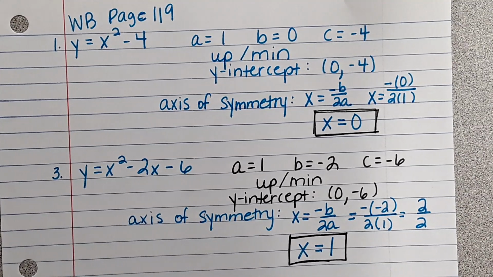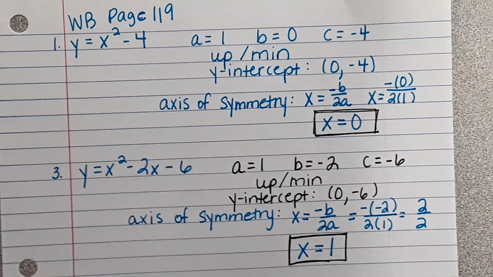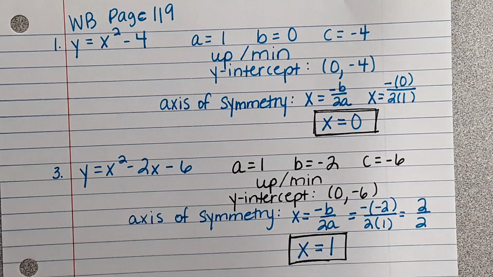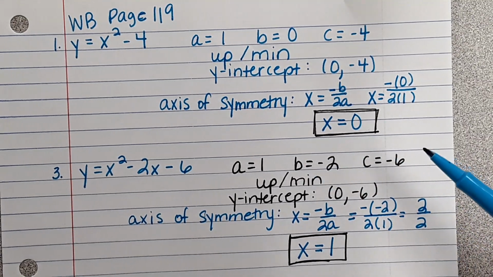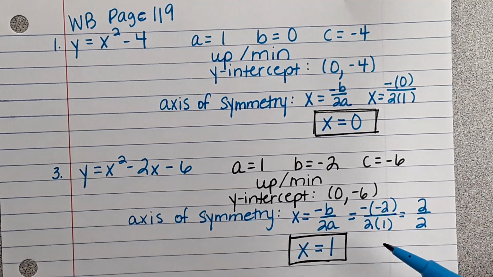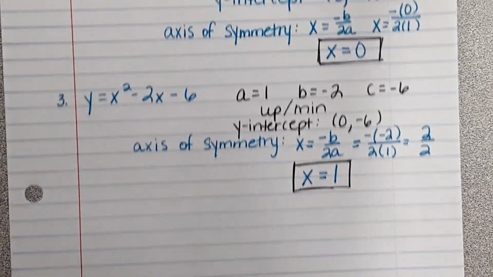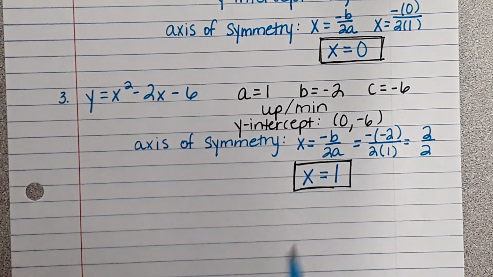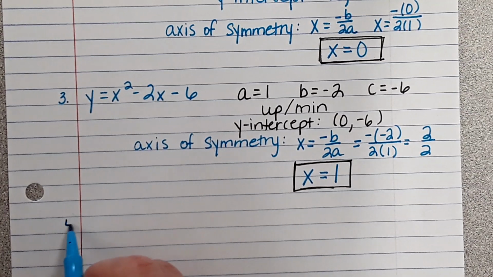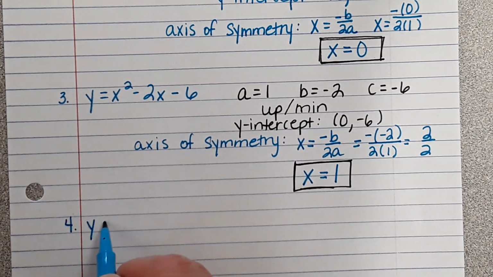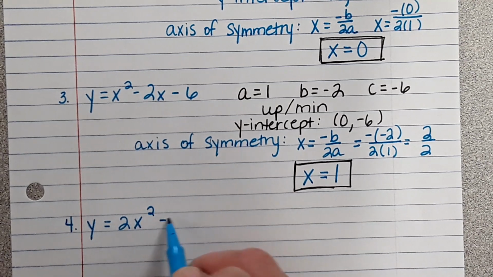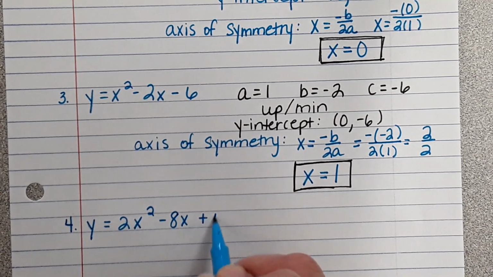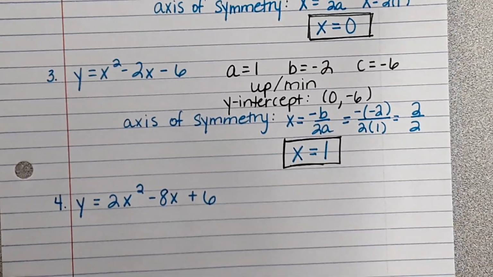So tonight, you guys, this is what you're going to do. You should have already done A, B, and C. So all you have to add is the axis of symmetry, okay? You guys see how I broke it up for you? Okay, number 4. Let's do number 4. This is the last one I'm going to do for you. You have to do the rest.